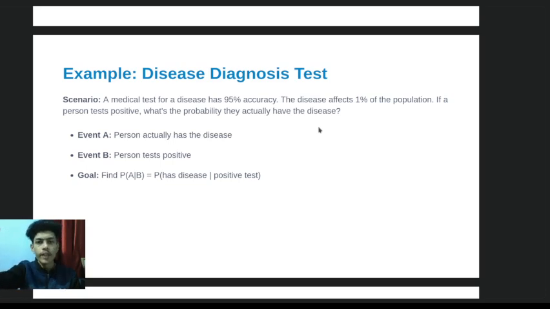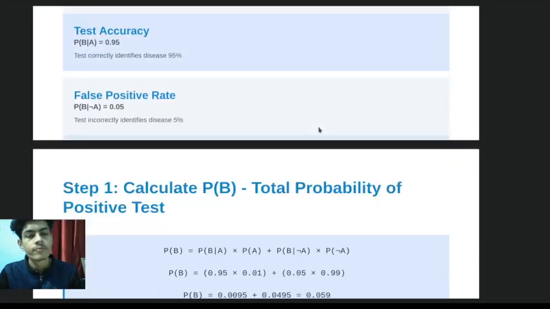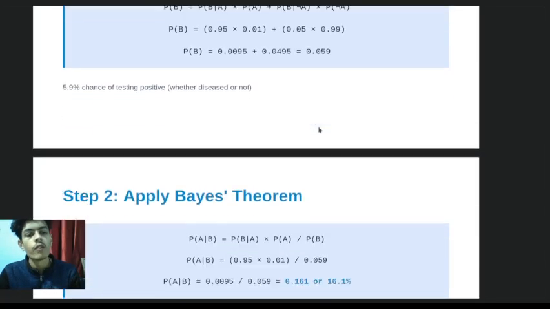Event A is that the person actually has the disease, and event B is that the person tests positive, and our goal is to find the probability of A given B, where P(A) is having the disease and B is a positive test. Now we will go for this.